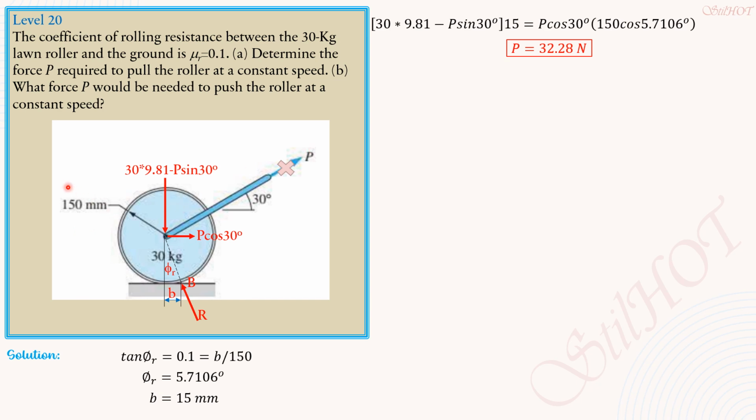But the force P should be applied down to the right, so that we satisfy the condition that we push this roller. So 30 times 9.81 plus P sine 30 degrees, times B, which is 15, equals P cosine 30 degrees times the quantity 150 cosine of 5.7106 degrees. So solving for P for the second equation, P is equal to 36.26 newtons.